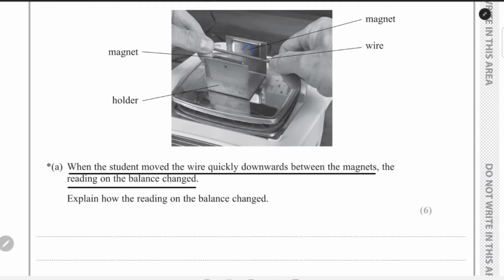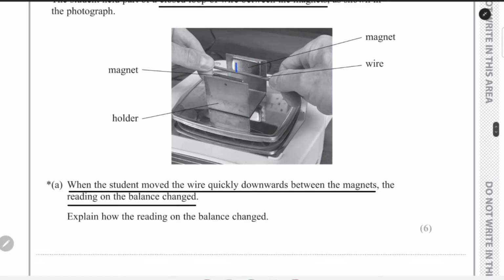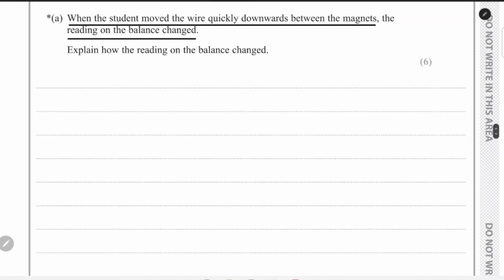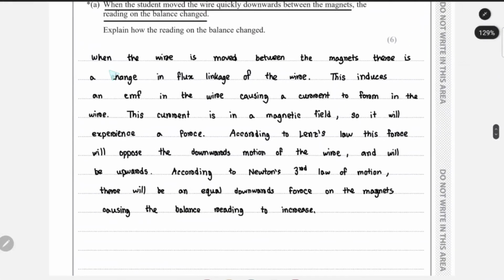Since we are moving the wire downwards, the Lenz's law force will provide a force on the wire upwards. If there is an upward force on the wire, there must be a downward force on the magnet according to Newton's third law. So the balance reading will increase. So we'll write that down over here.